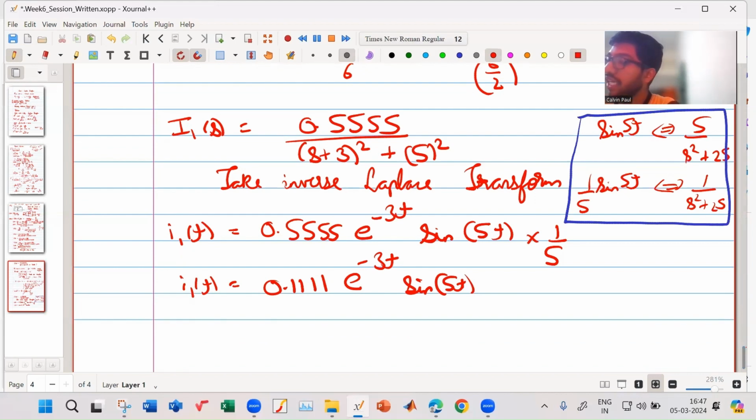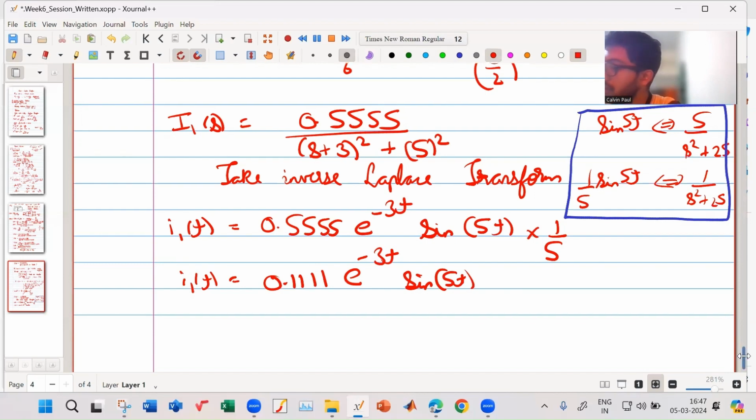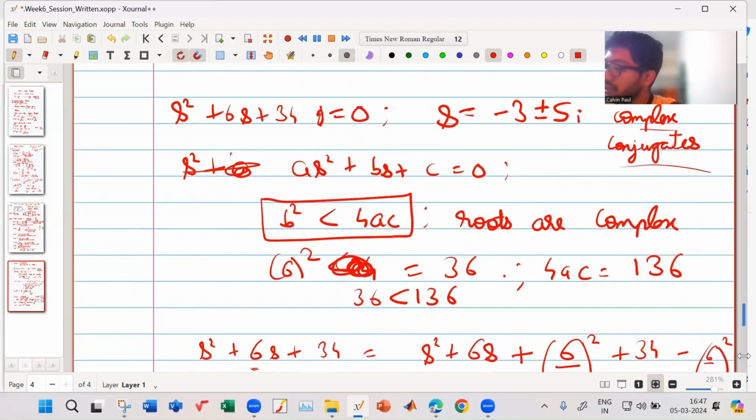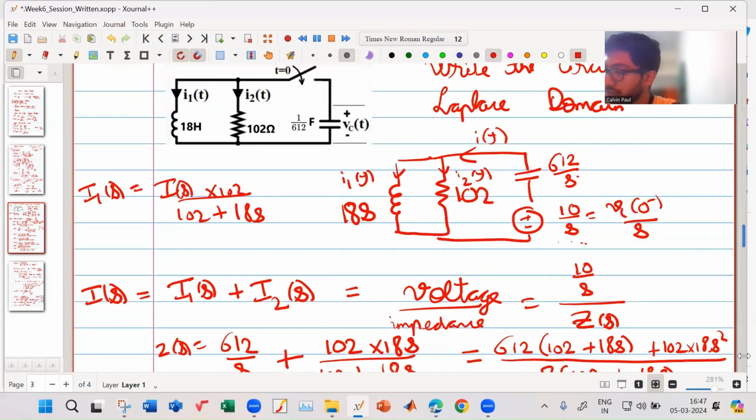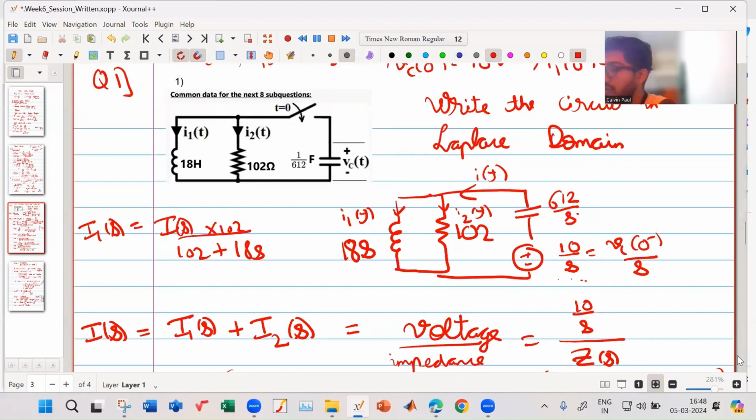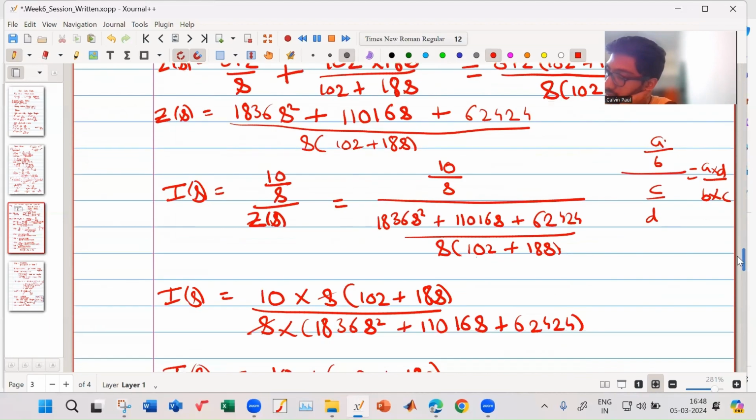Now we want to find I2 of t. What do we know? I of S minus I1 of S, that could be done, but we don't know what is I of S till now. We have not solved it.